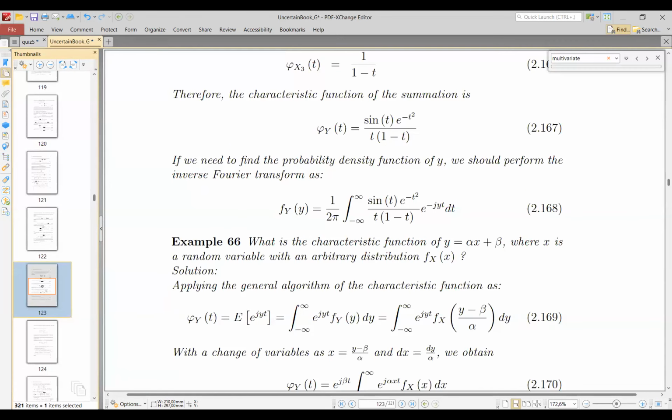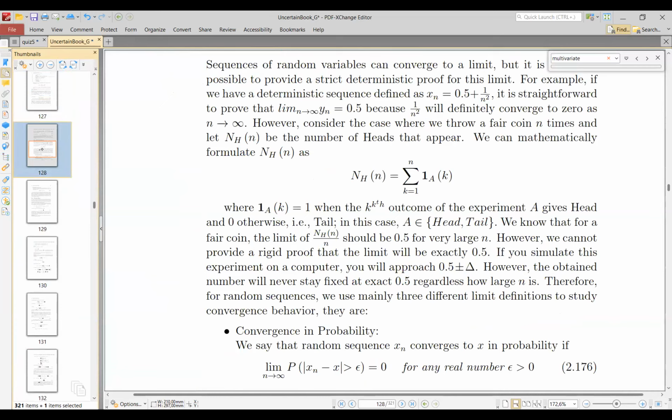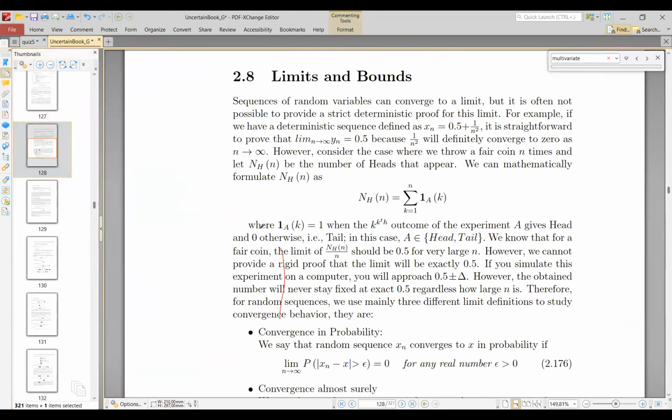Okay, we have already covered this. This is about the characteristic function that we have already seen, and this is the limits and bounds.